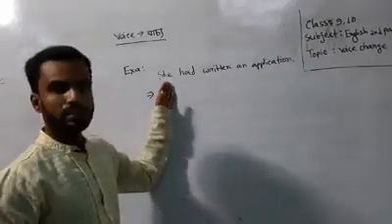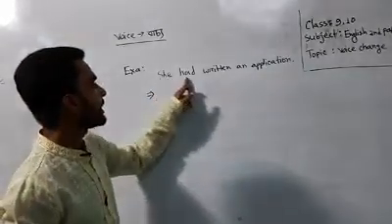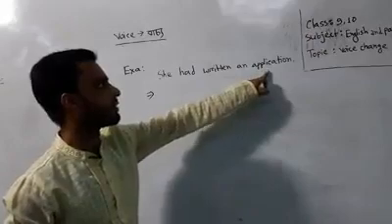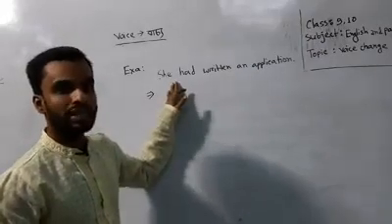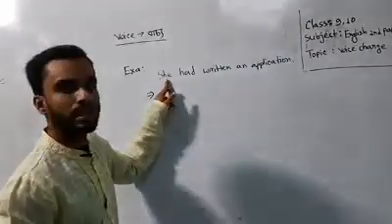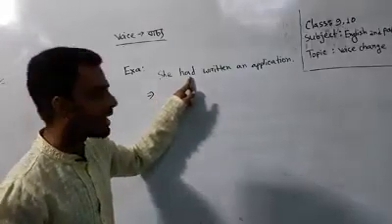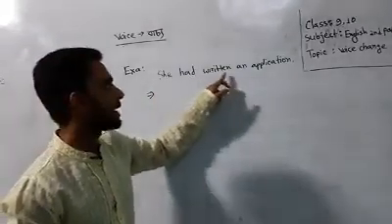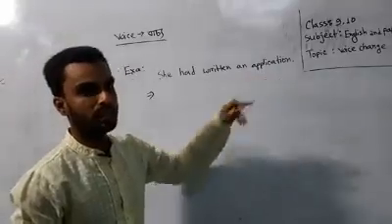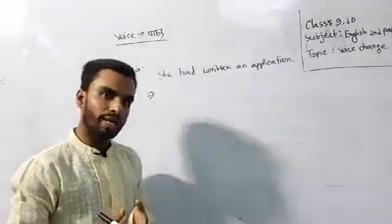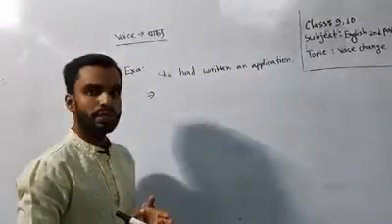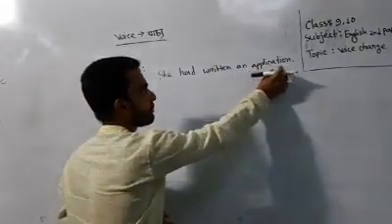Look at this sentence, my dear students. She had written an application. It is past perfect tense. Here she is the subject, had is the auxiliary verb, written is the principal verb, and an application is the object. So when you change the voice from active to passive, at first you have to add an application.